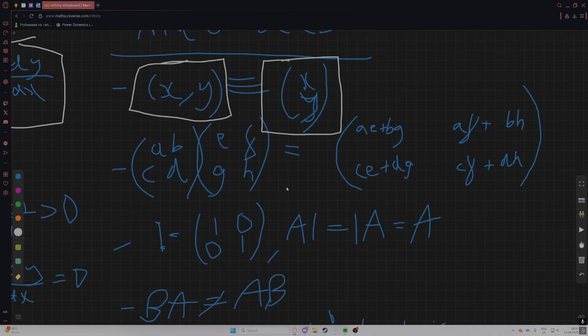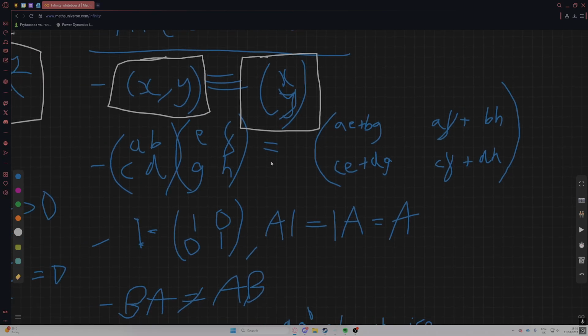Next, this is multiplying 2 by 2 matrices. You should be okay at this. It looks a bit complicated here, but if you think about it, you're just multiplying each row by each column of the slot you're in. If you just pause the video and take a look at how you multiply this.